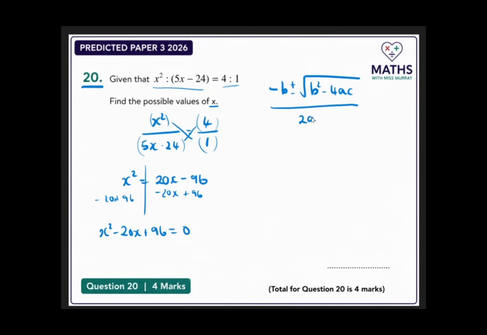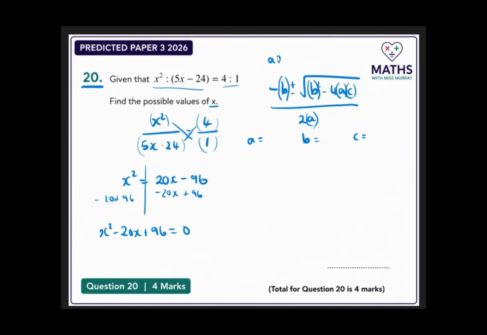One simple tip: every time you swap a letter for a number, put it in a bracket. That will ensure you don't make any mistakes by missing signs, or the calculator won't work it out correctly for you if you've got negatives and you don't use those brackets. So first of all, I'm going to write down the values of a, b and c, and then I'm going to substitute them into my formula.